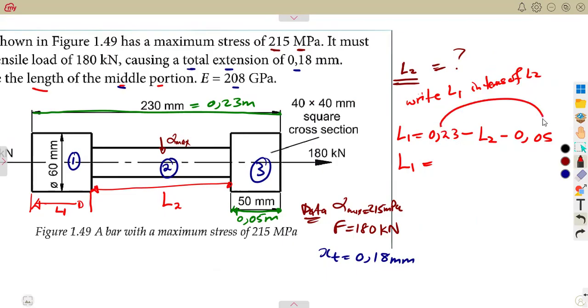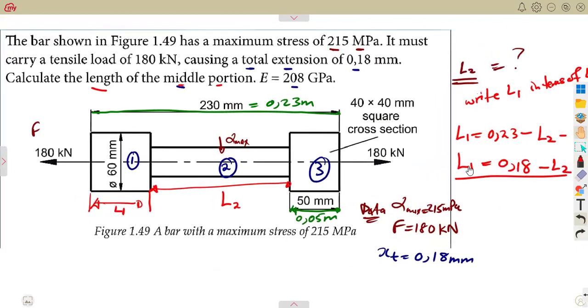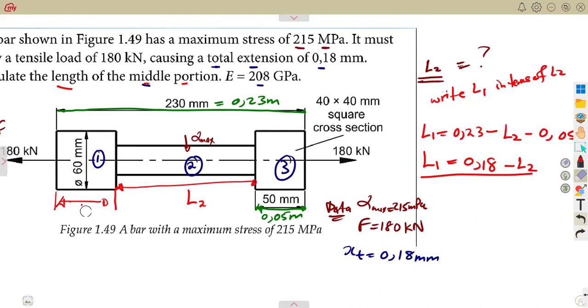Okay, so let's subtract 0.23 minus 0.05. Those are like terms. We're going to get 0.18 minus L2. So we have written L1 in terms of L2. This L1 that you are seeing, the length of the first section here, can be written in terms of L2 as 0.18 minus L2. Okay, this is where we are. It means each and every section has got its length, its original length. Each and every section has got its original length.